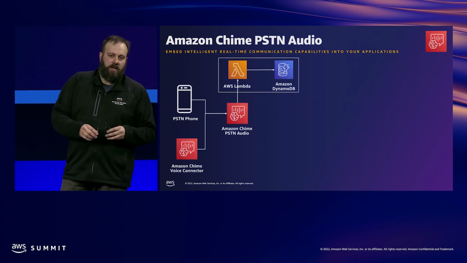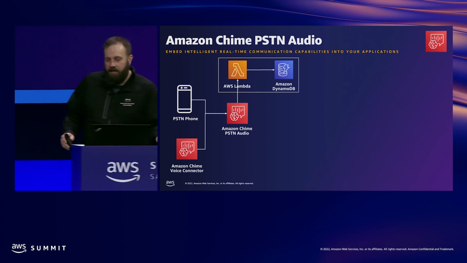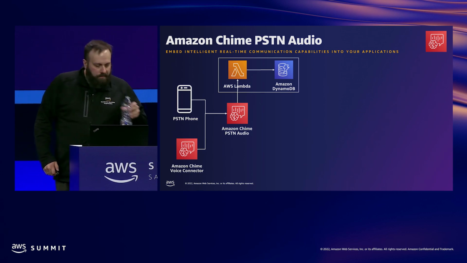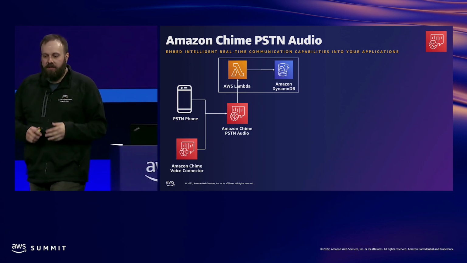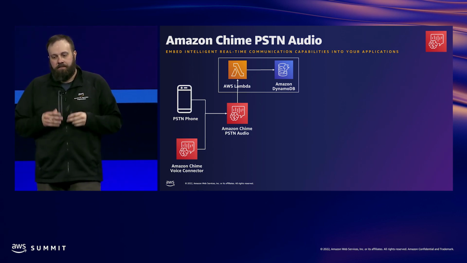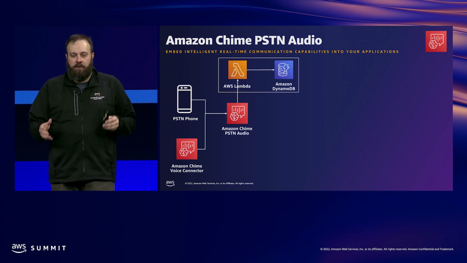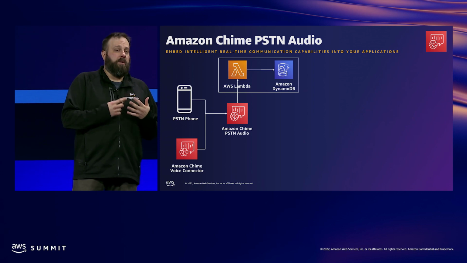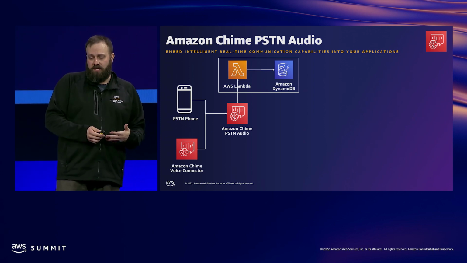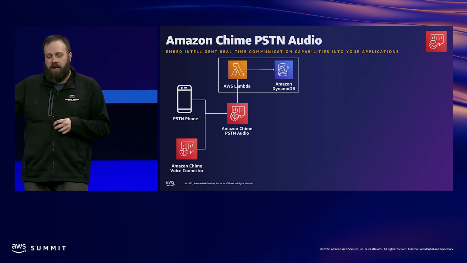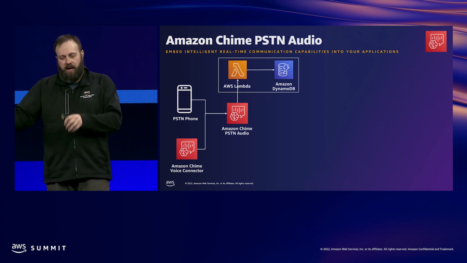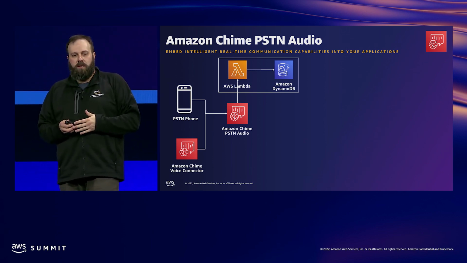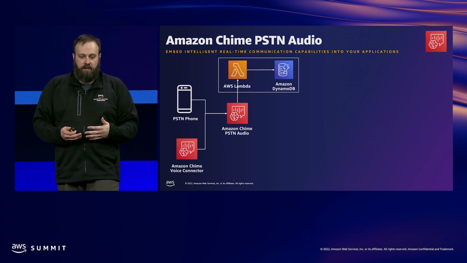So I touched on the PSTN audio briefly. Let's dig a little deeper into that. So as I mentioned, there are two main entry points into a Chime PSTN audio service. So the first one is a PSTN phone. So we can register a phone just like we would with voice connector, and we associate that with the PSTN audio. Now a call comes in, it lands on the PSTN audio, and we can answer it there.